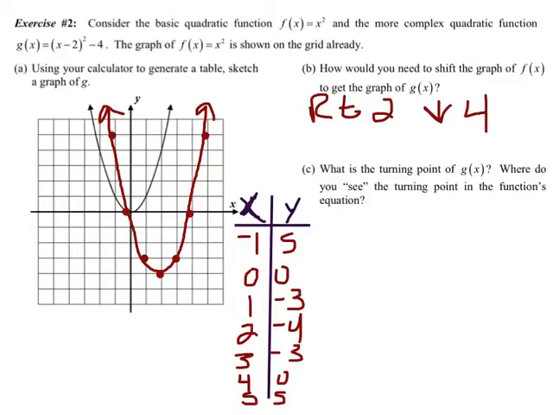So what is the turning point of g of x? Where do you see the turning point in the function equations? So let's take a look at what my turning point is. My turning point is 2, negative 4. So I'm hoping that you notice that my 2 is coming from the opposite here. So this says negative 2 inside my parentheses. I know that it's my opposite, so it's positive 2. And my negative 4 is outside my parentheses, so that goes to my y.